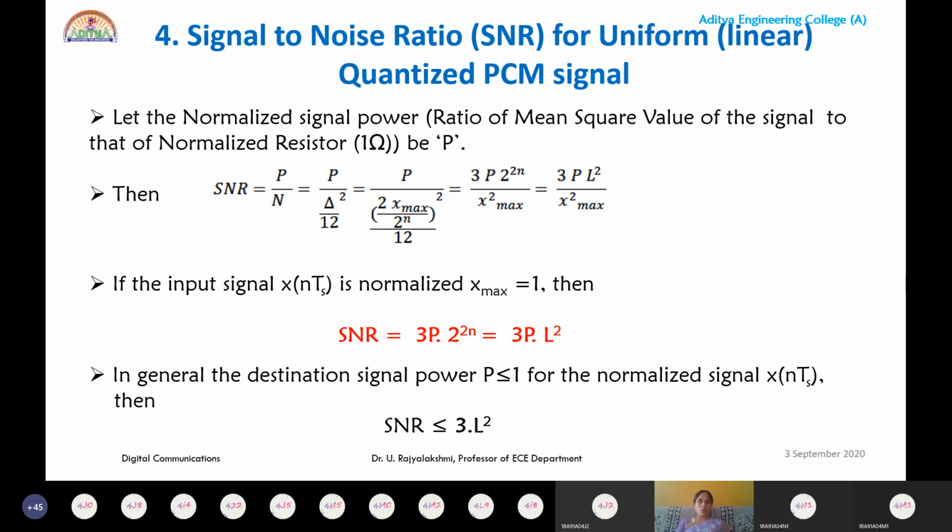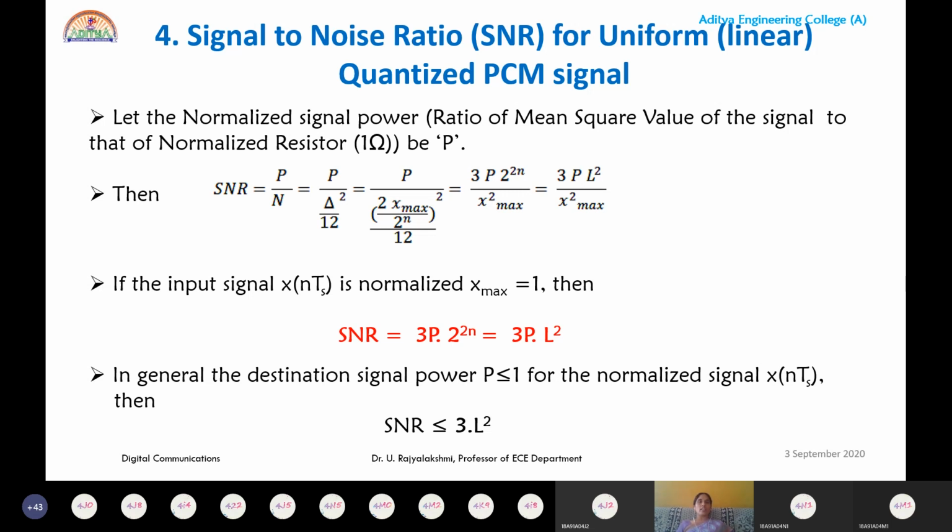And one more point that you should remember is that the normalized signal power capital P is always less than or equal to 1 if the signal x of t is normalized. Otherwise it is a much higher quantity. So what happens to our SNR then? SNR for normalized x of t is 3PL square, because x max is 1. But what is the magnitude of P? It is always less than or equal to 1 for normalized x of t.